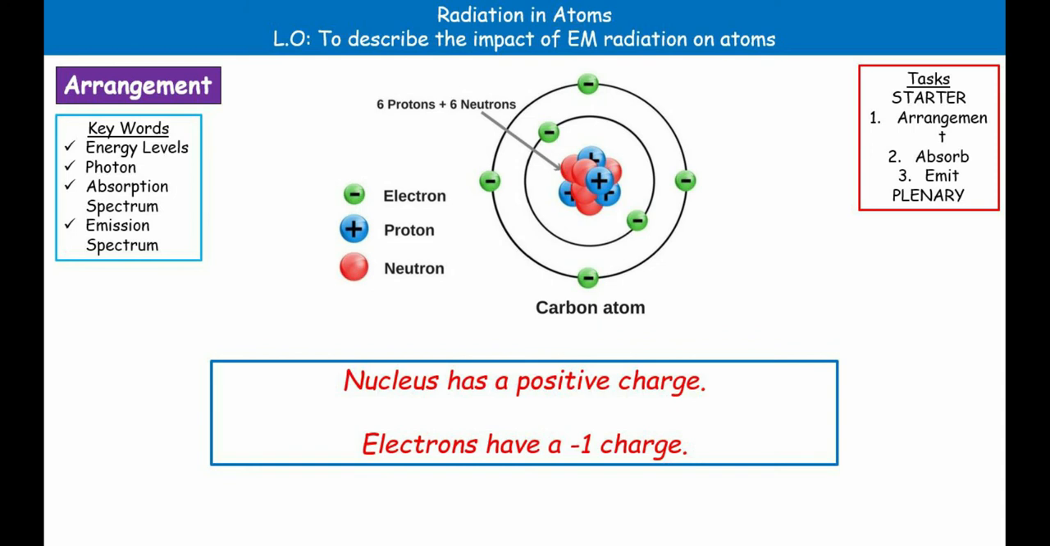Hopefully we did say that the nucleus has a positive charge, because if we remember, the nucleus itself is made of protons and neutrons. Neutrons have no charge, protons have positive charge, therefore it will have a positive charge overall. And then finally our electrons have a -1 charge on each of them. So tick anything you got right there.